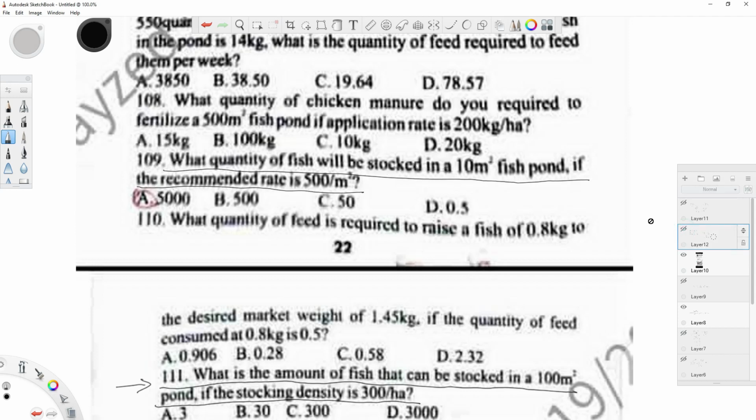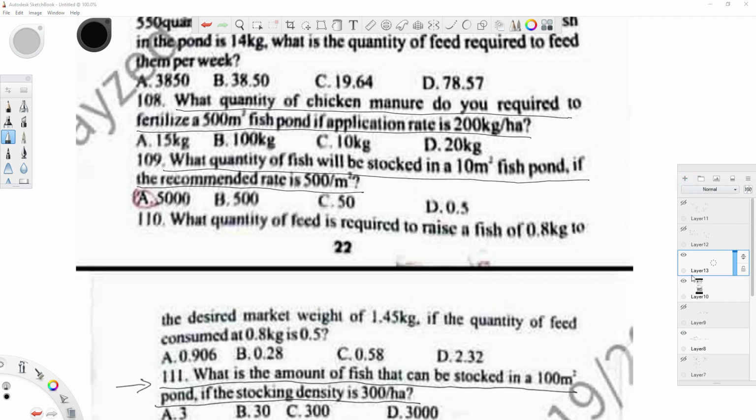Now, that's stocking density. I believe we've done enough of stocking density. Let's go into some other kind of relations. Like there's a question here now. What quantity of chicken manure do you require to fertilize 500 meters square of pond if the application rate is 200 kg per hectare? Now this is another question. What quantity of chicken manure is required to fertilize 500 meters square of pond?